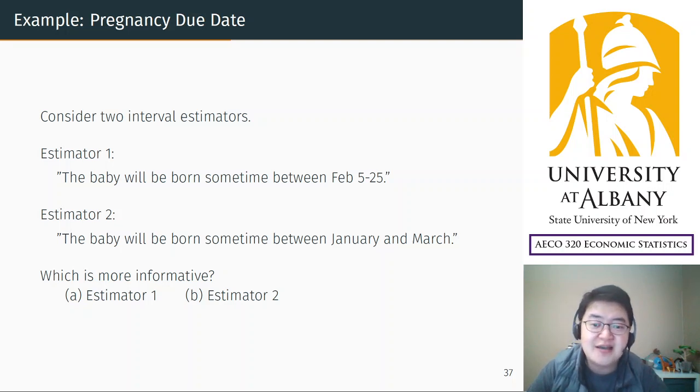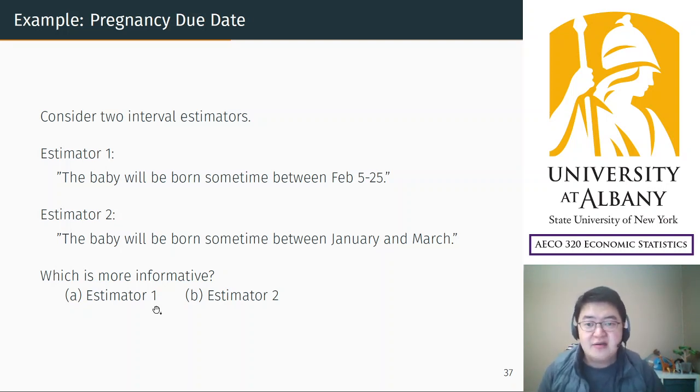Which is more informative? Or put it this way, which is more helpful to make decisions based on? It's not a statistics question, just one more brain teaser.